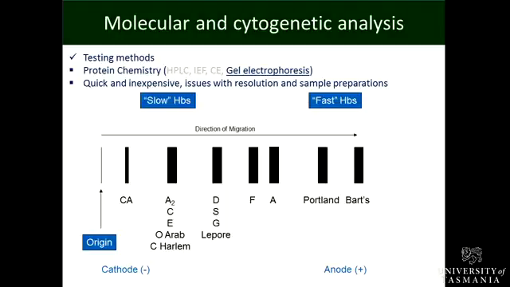This is a bit different. This is based on the migration of their charge and how they interact with the actual medium that they're in. And you can see that they're faster. There's faster ones and there's slower ones. And it's quick and inexpensive. You can just set up a gel, no problems at all. Again, there's issues with resolution, as I said just earlier, and I'll just show you a couple of those photos now.